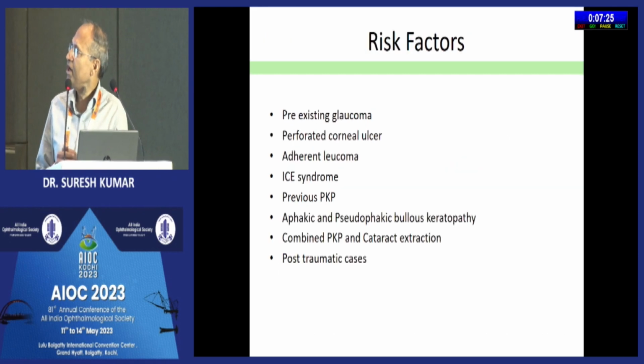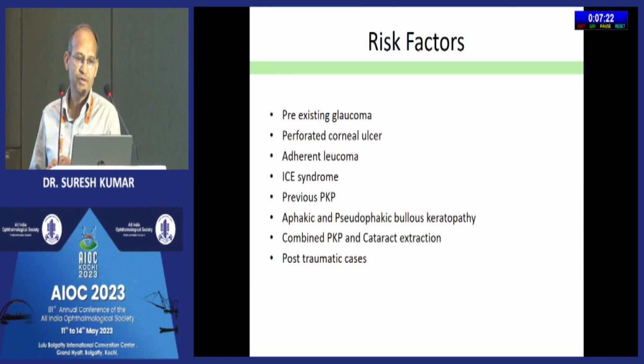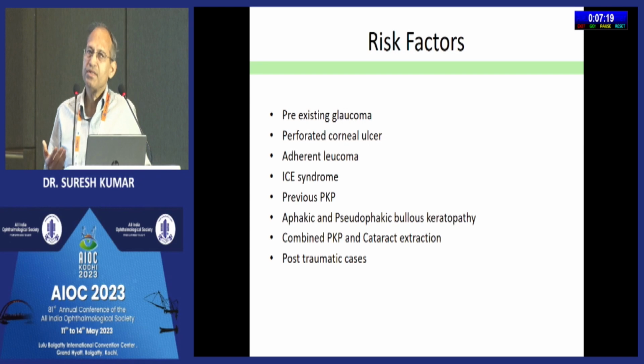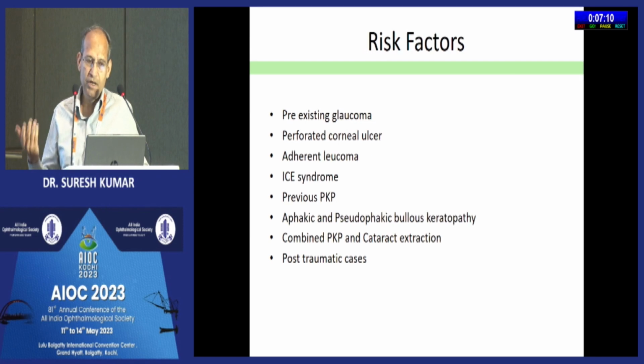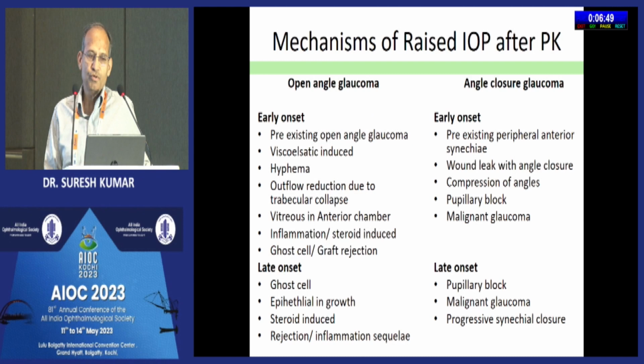It's quite prevalent and it has become the second leading cause of graft failure. Risk factors for post-penetrating keratoplasty glaucoma include any form of pre-existing glaucoma, maybe POAG or PACG, or any rise in pressure because of a perforated corneal ulcer and adherent leucoma, ICE syndrome, or the patient has undergone keratoplasty in the past, or for pseudophakic corneal edema, or cataract surgery is done as part of keratoplasty, or trauma. All these eyes are more predisposed to post-penetrating keratoplasty glaucoma. The mechanism can be open angle or angle closure, but in most patients it's a combined mechanism.